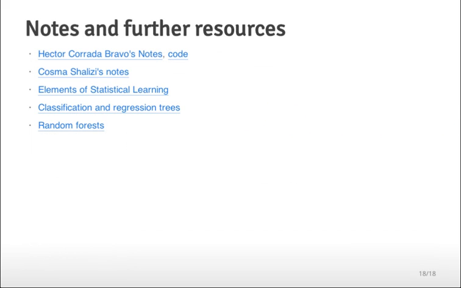So some notes and further resources. First, I'd recommend that both Hector Corrada Bravo and Cosma Shalizi have very excellent notes on classification and regression trees. Hector also has some code that is useful for looking at how you do these sorts of predictions. The Elements of Statistical Learning book and the Classification and Regression Trees book are both very, very good. Elements of Statistical Learning is free.